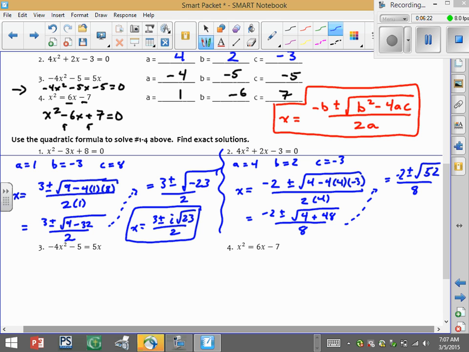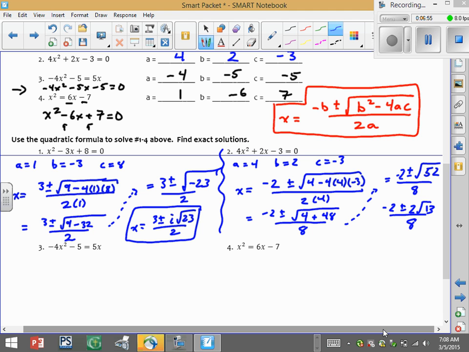I don't really have a lot of room on this sheet. I'll do it below. I'll have to erase it. So 52, we can turn that into 4 times 13. So a 2 and a 2. So I can pull out a 2 and a 13 is left. So if you'll allow me to do this, we now have negative 2 plus or minus 2 root 13 over 8.